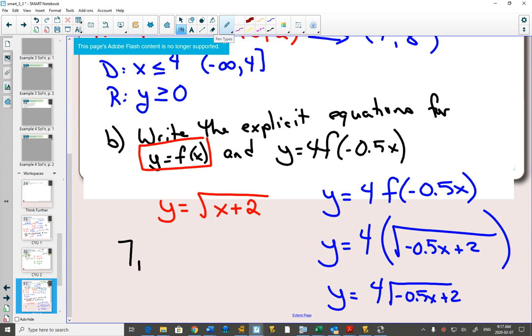So questions for this one are 7, 9, and 10. No, we just did this one example.